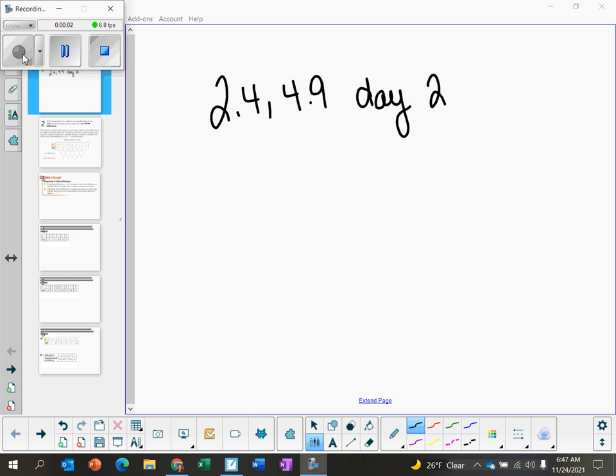We are still in Unit 2.3. This is sections 2.4 and 4.9, day 2.